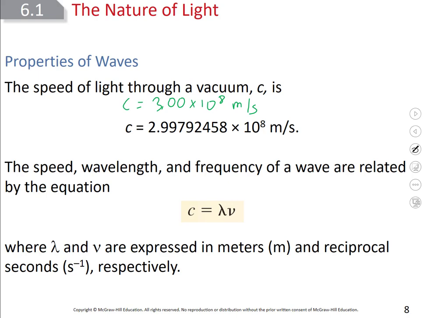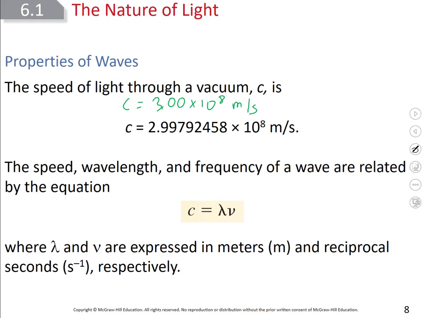What famous equation uses lowercase c? Good, E is equal to mc squared, which we're not going to use in this chapter, but we will use in Chem 152 if you come back later. So speed of light is 3 times 10 to the 8th meters per second, which is really, really fast.